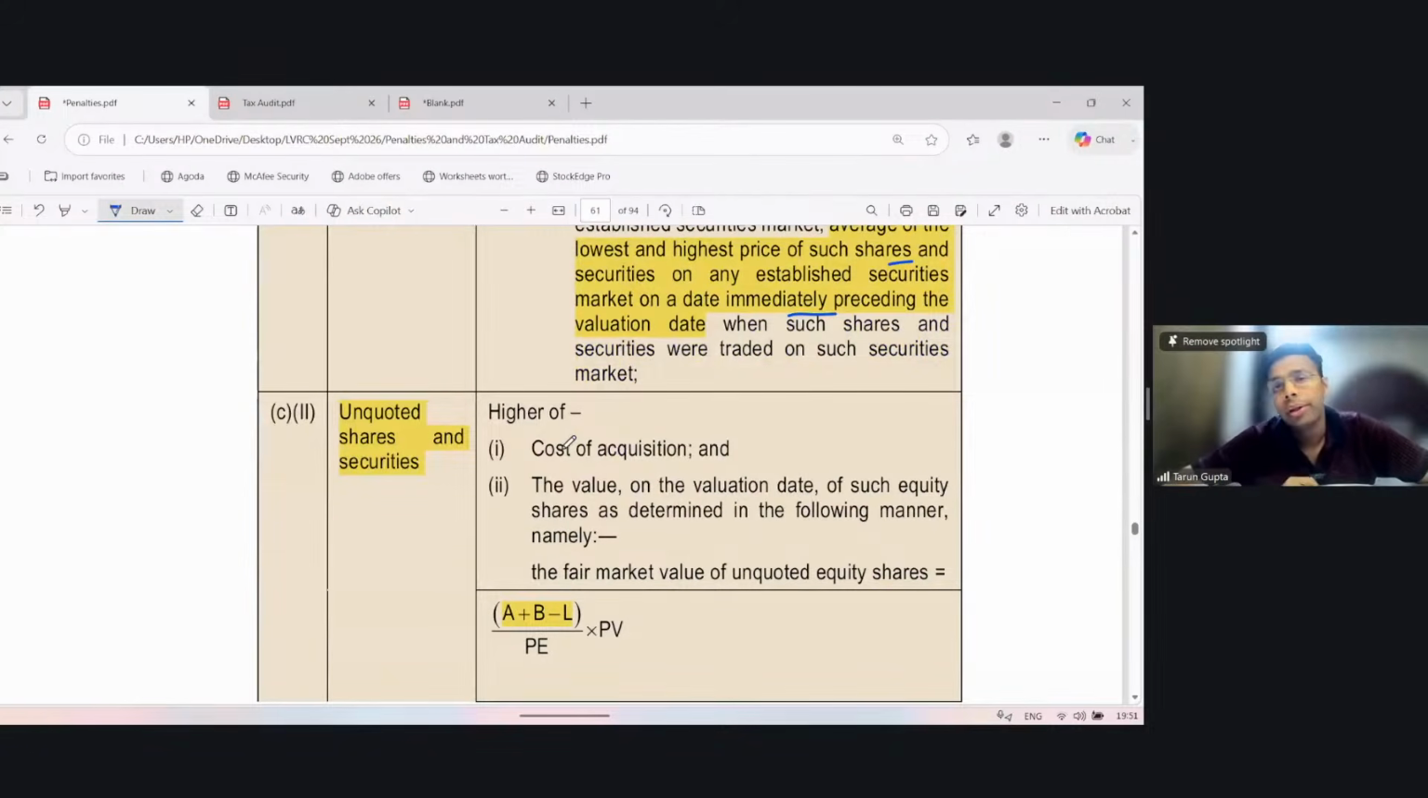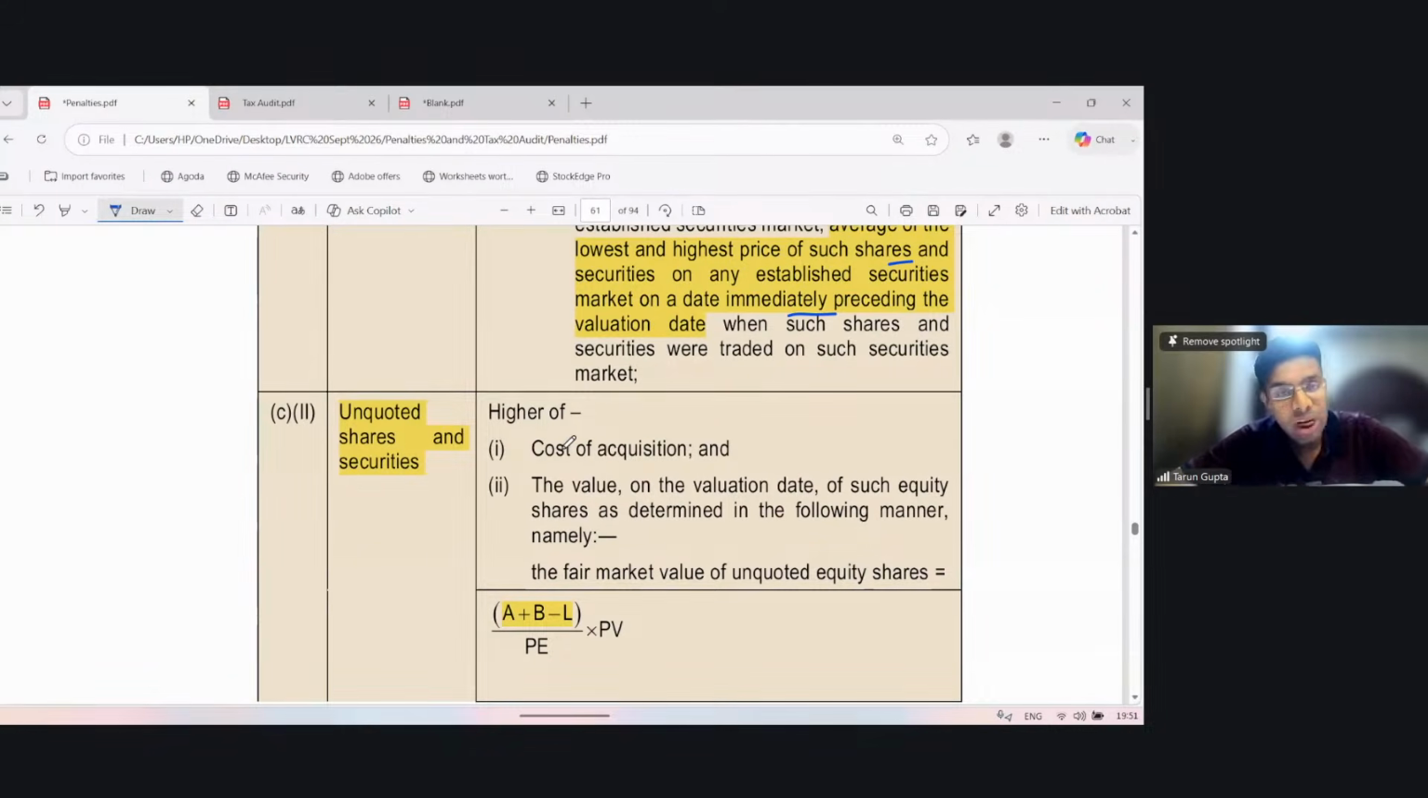Unquoted share securities. So we discussed jewelry, bullion. We discussed artistic work. Both the valuation principles are the same: higher of cost or FMV. Okay. Then we discussed the quoted share. Here the method of determining the FMV is that you take the average of highest and lowest price on the valuation date if there was trading, or any day preceding the valuation date if there was no trading. Right. Now we came to the unquoted share.